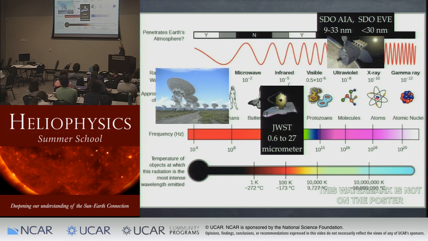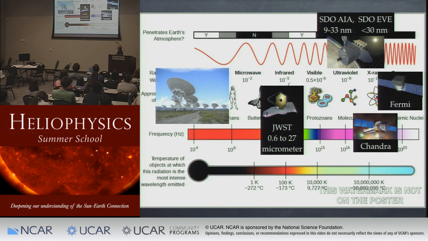SDO AIA is a UV instrument. It observes the sun in the UV frequencies. And the EVE instrument is looking at X-ray. We also have a few other X-ray solar telescopes, like Yohkoh. And GOES, the GOES satellite, observes the integrated flux from the sun in the X-ray bands. And then we have Fermi that observes gamma rays, the very high end of the spectrum. And Chandra is the dedicated X-ray telescope to observe X-ray phenomena in the universe that are not solar. Okay? So that's, I wanted to briefly mention these instruments.